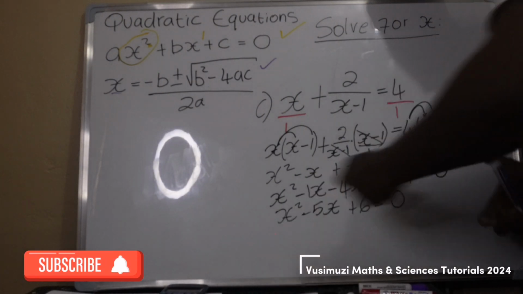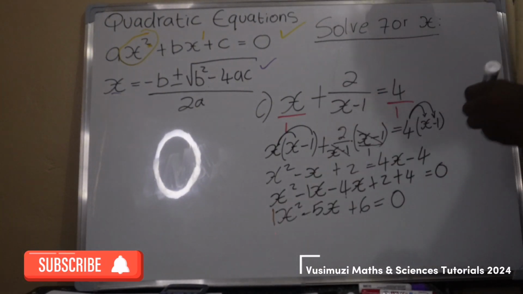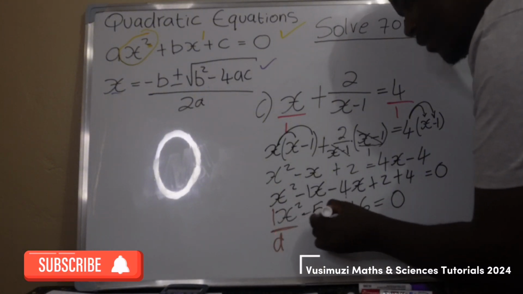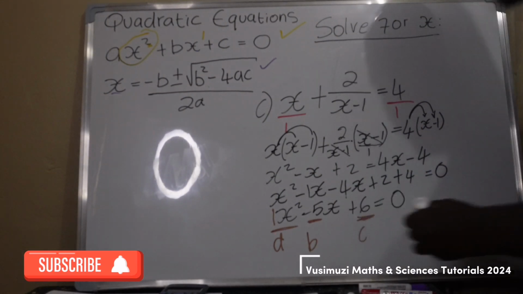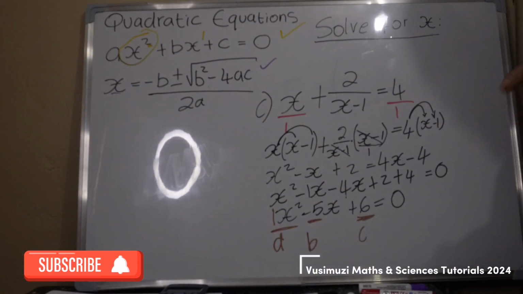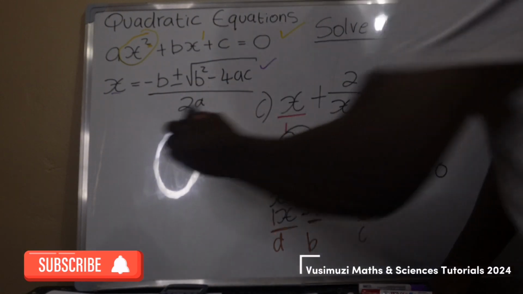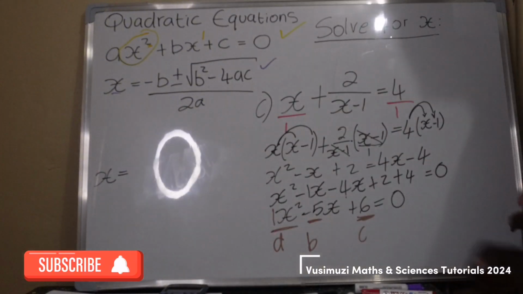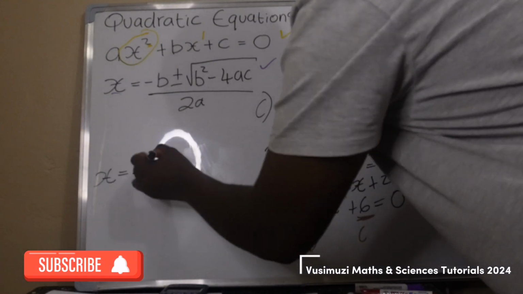Let me just use this one. I can say a is 1, an invisible 1. Then b is negative 5. And c is positive 6. And we've got 0 on the other side, which means it's correct. Then what happens guys? X is equal to minus b, you open a bracket.